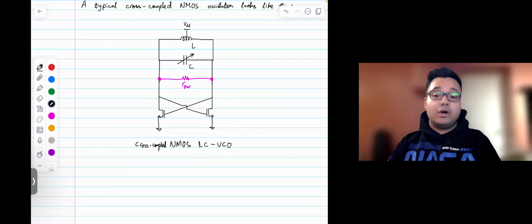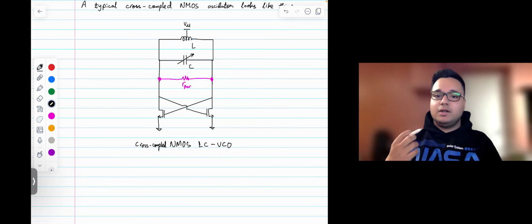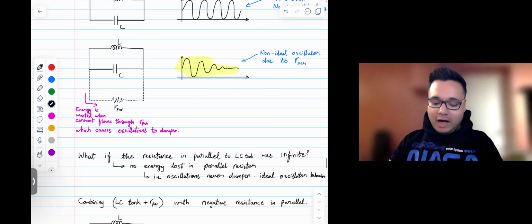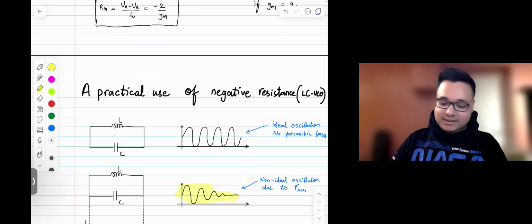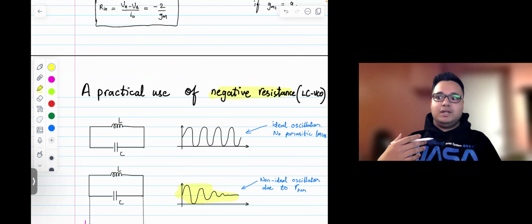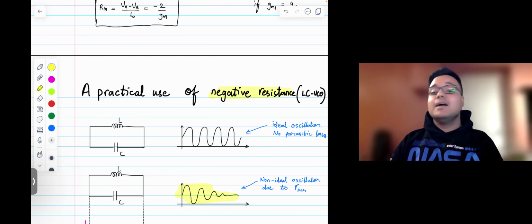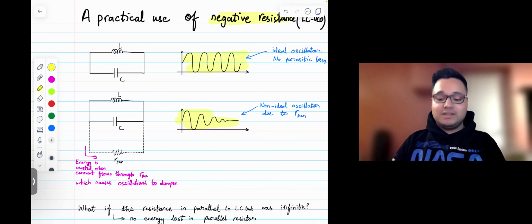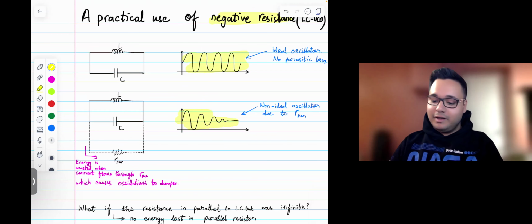And the concept of negative resistance is important in making this oscillator work. And so I just wanted to show you guys an example of how we can use negative resistance as an analog designer to our advantage, and basically fabricate an oscillator that works in practice, and the oscillations can be sustained just like it would in an ideal oscillator.